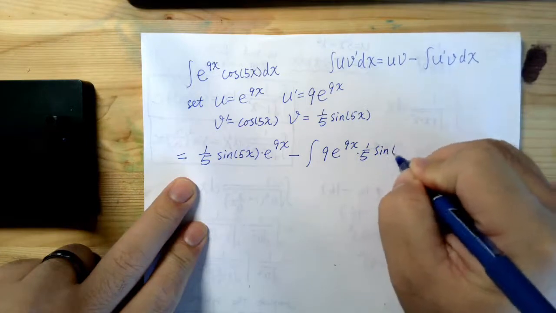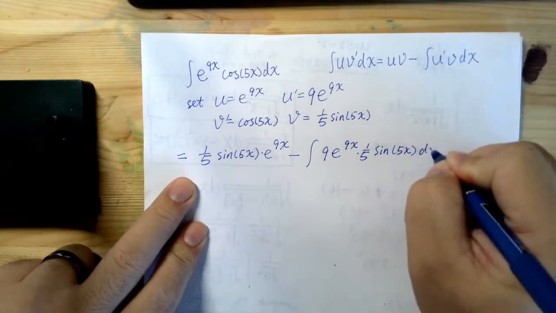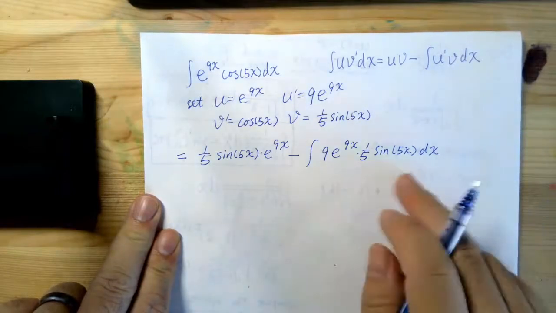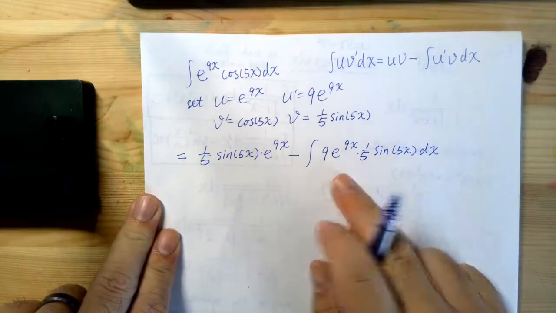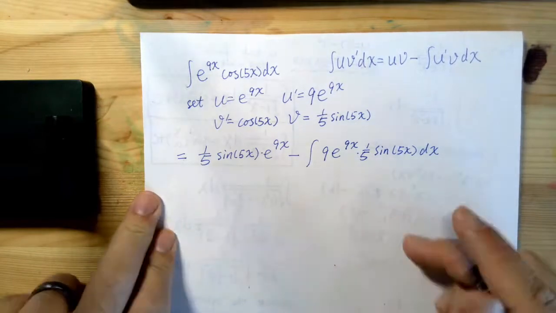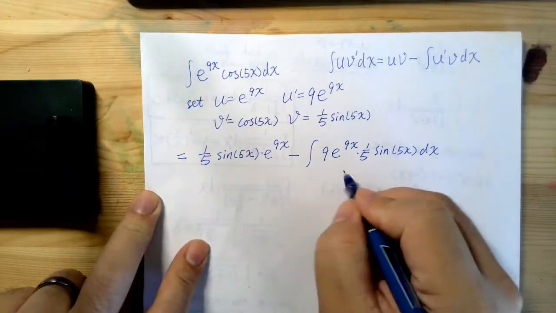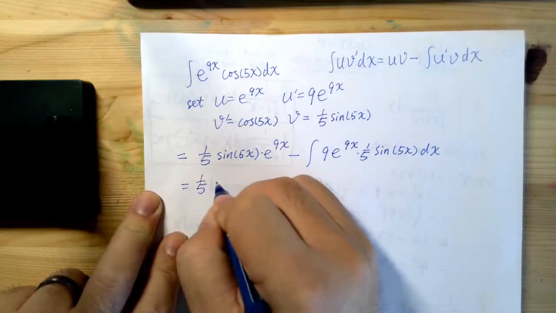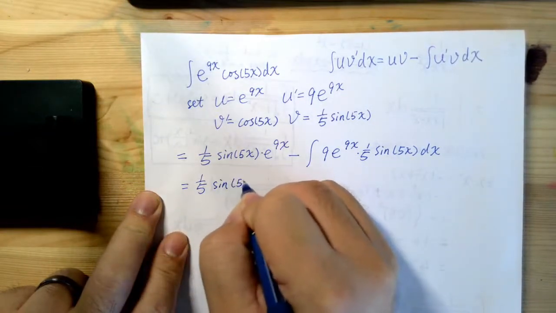of u prime times v, which is 9 e to the power 9x times 1/5 sine of 5x dx. Okay, so it turns out that for this integral, we're going to use integration by parts again. Let's see how we do that. Well, we can first of all just copy and paste here.